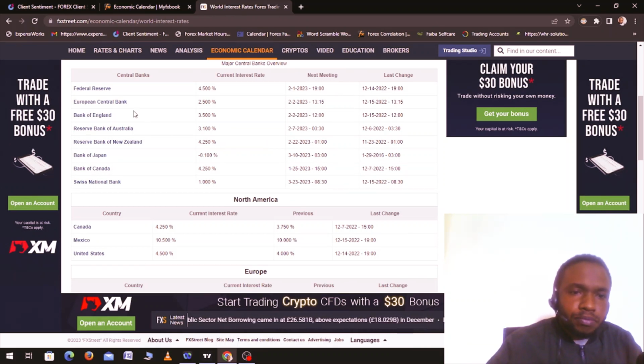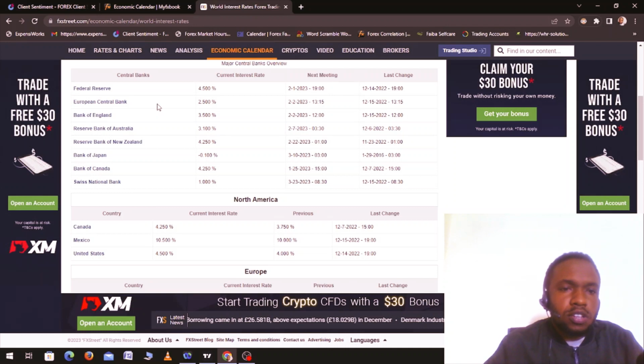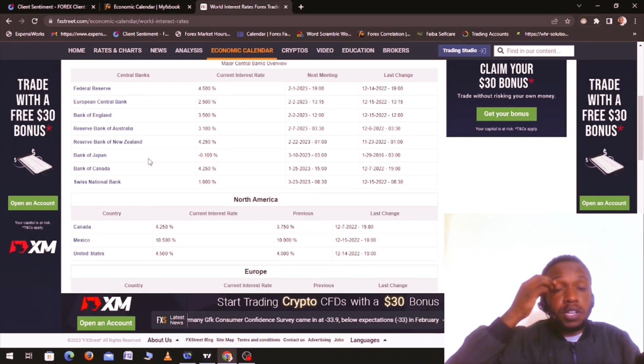Okay, then there's the European Central Bank, this is for Europe. That one was for the US. This one is currently at 2.5. And then we have the Bank of England. The Reserve Bank of Australia is currently at 3. Reserve Bank of New Zealand. Then there's the Bank of Japan.